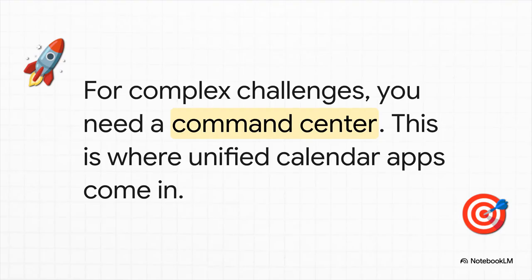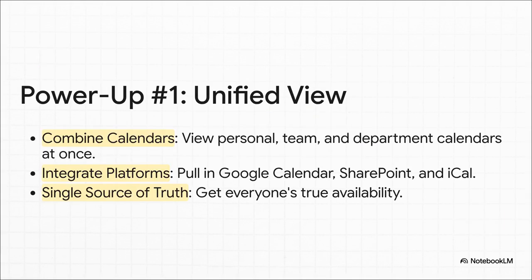For those really tough strategic scheduling challenges, you need a true command center. And this is where something called a unified calendar app comes into play. The source material we're looking at today points to Virto Calendar as a really good example of one of these. So the first big power up here is that it gives you one unified view of everything. These apps can pull in calendars from all over the place, not just Outlook, but Google Calendar, SharePoint, you name it, and put them all into one clean dashboard. It becomes your single source of truth.